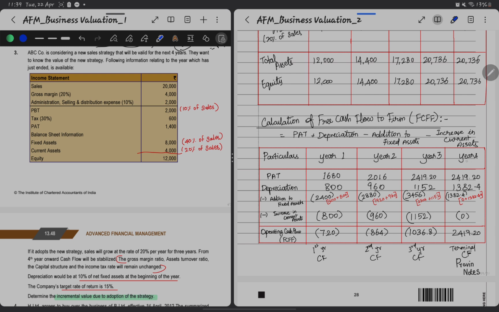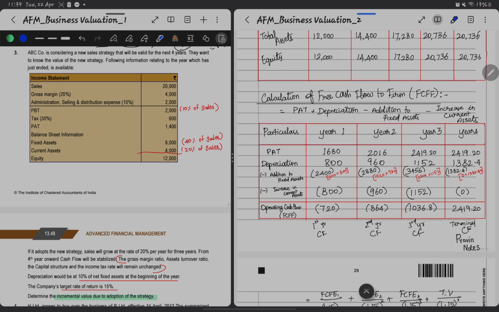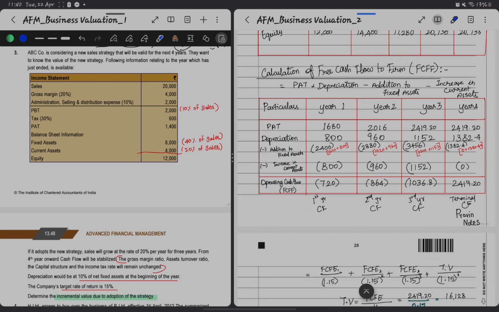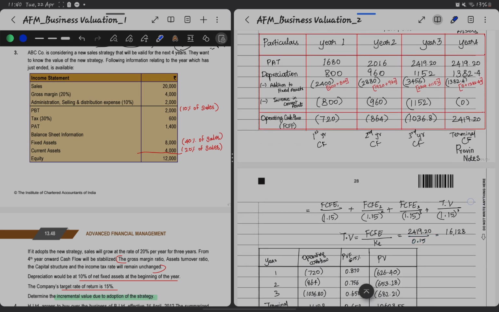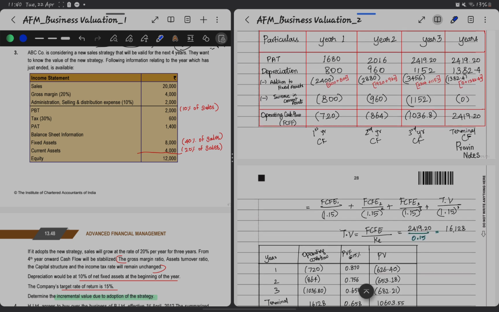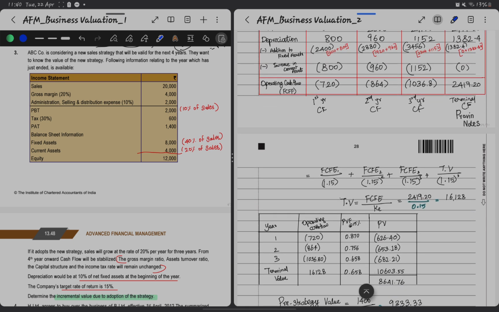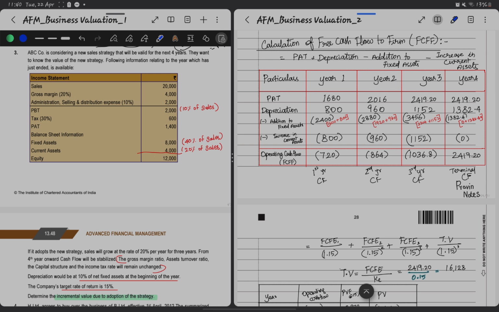Then this is not year 4, this is from year 4 onwards. From then it will be fully the terminal cash flow. That's why it will be called the terminal cash flow, because it is not only for the fourth year. From the fourth year onwards, what is the total yield it's going to give me? 2419.2.